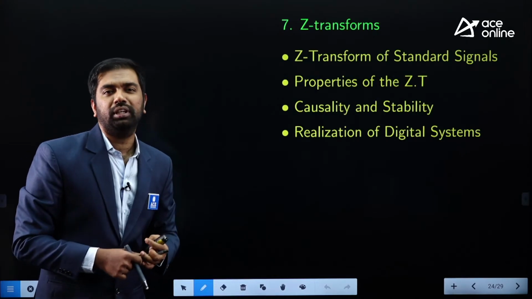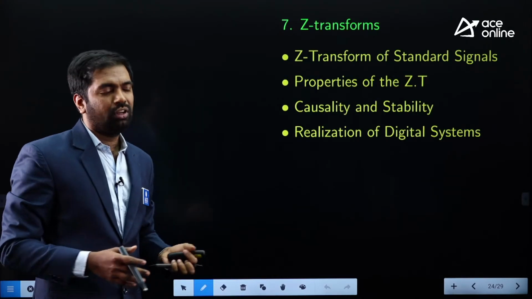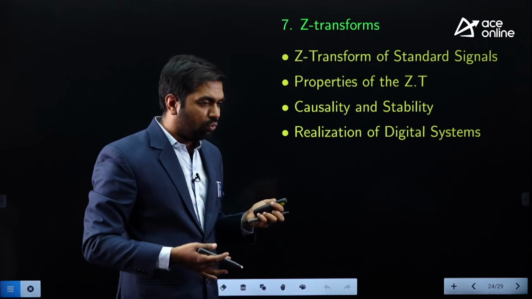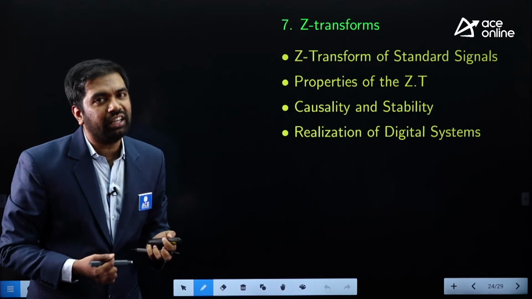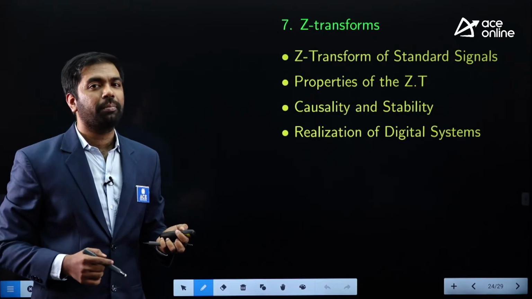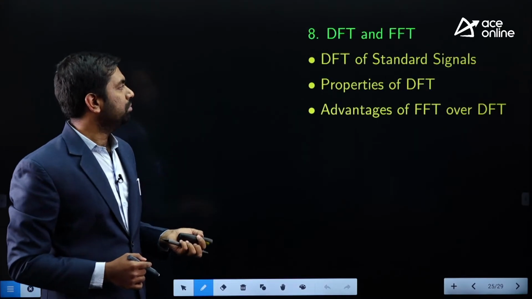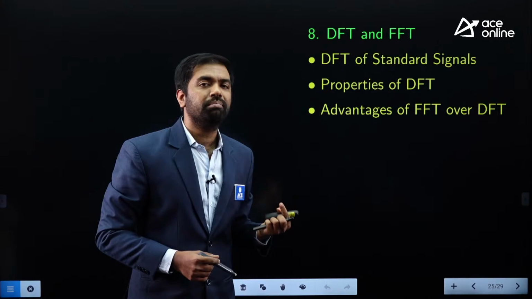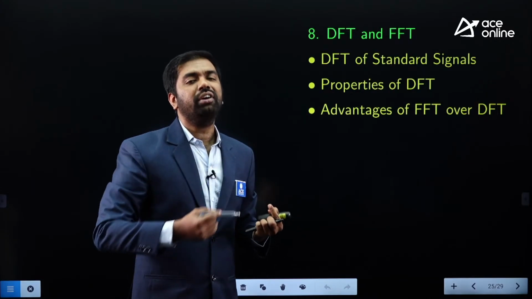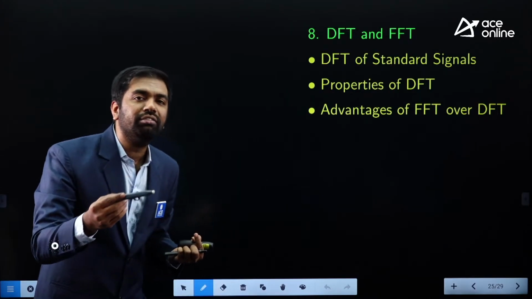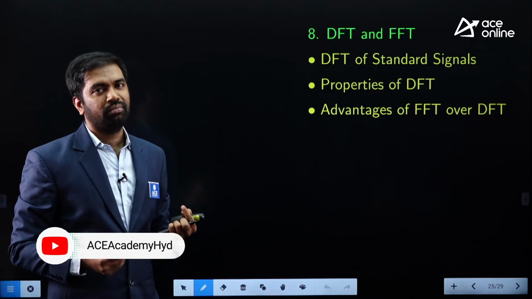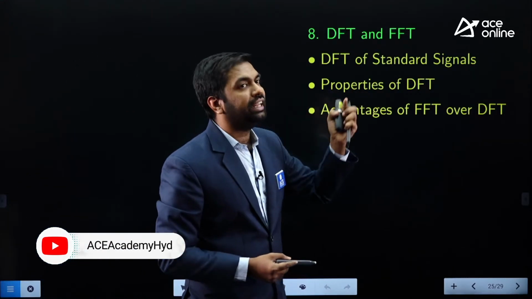The next topic is DFT. Now when we have all these transforms, what is the need for DFT? So the first thing you have to learn, what's the need for DFT? So this is about DFT and FFT. So how is DFT defined? How do you find DFT of standard signals? And then the properties of DFT.